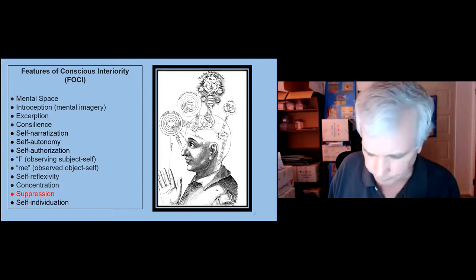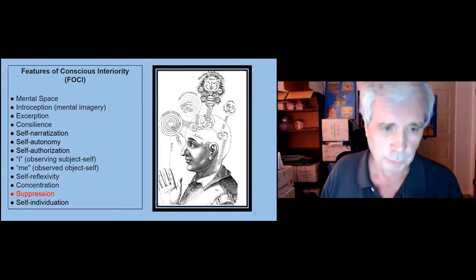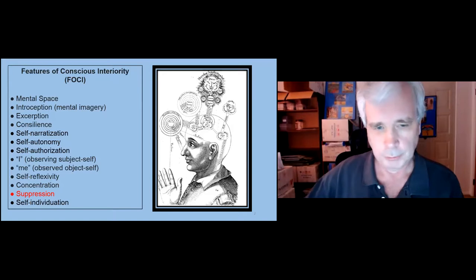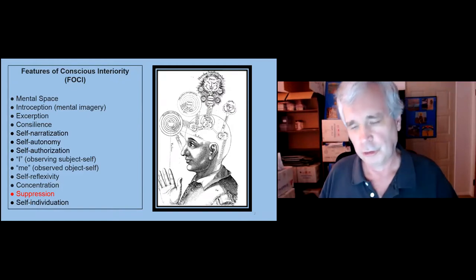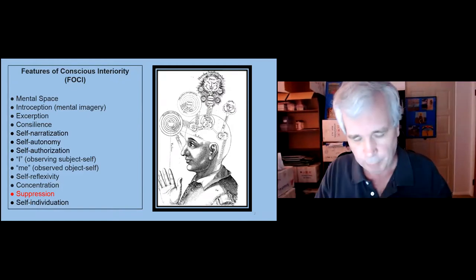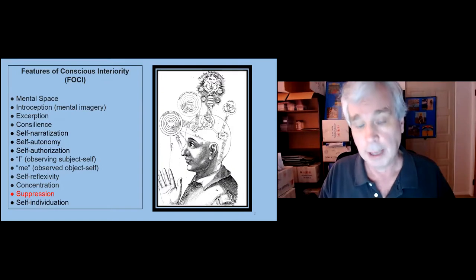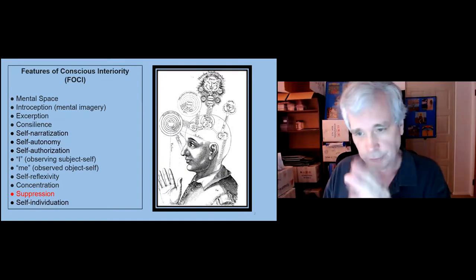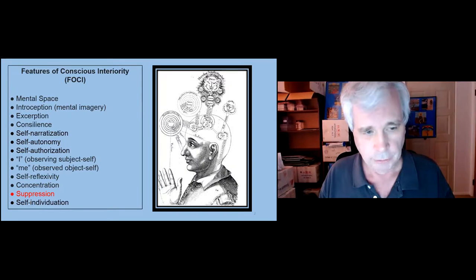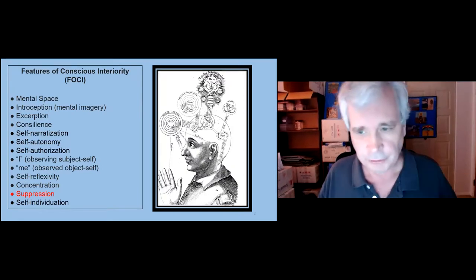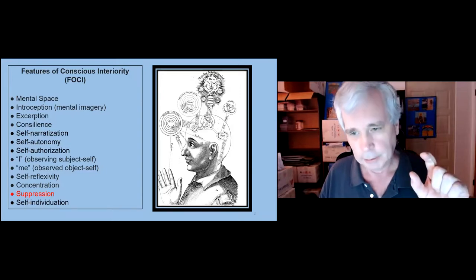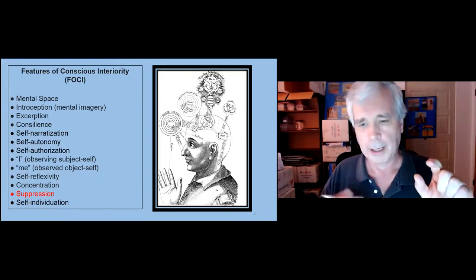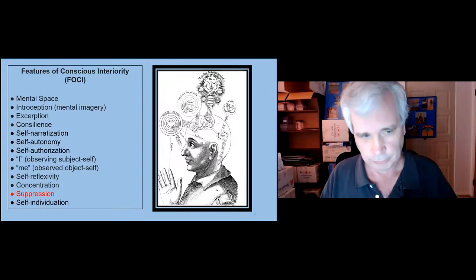Self-narrativization. If you picture yourself walking down a road, your physical self walking down a road, self-narrativization is the introceptual version of that, where you have a personal timeline in your head that you imagine: past, present, future. And then self-autonomy is the sense that not just my body, but my I has control over my actions and my thoughts.